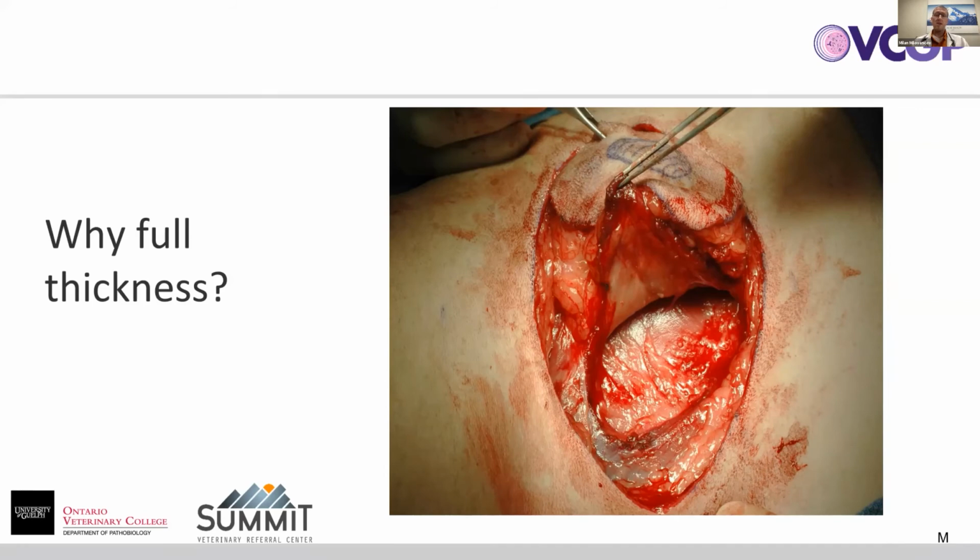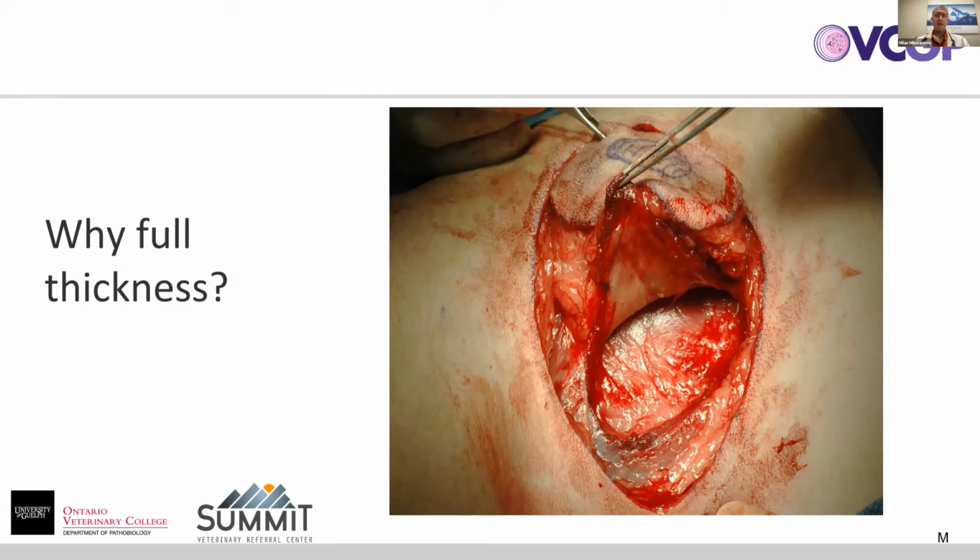So in this case, I judged the morbidity of a full thickness resection to be low, and I wanted to maximize my chances of having an intact, complete barrier to tumor invasion on the deep aspect. So I chose to do a full thickness resection.